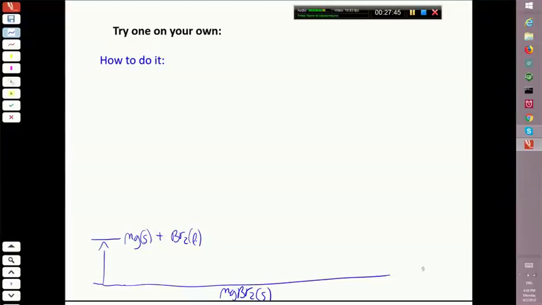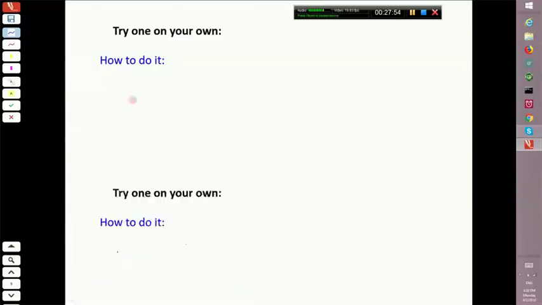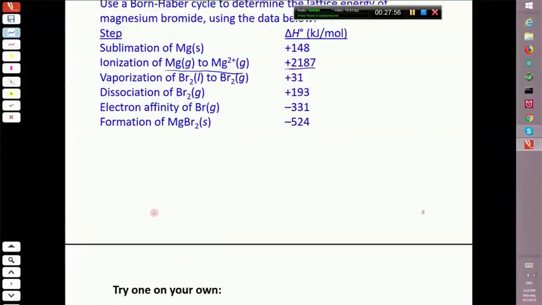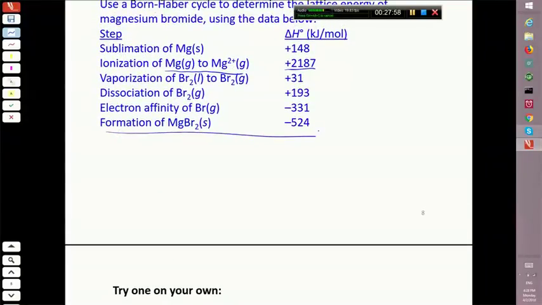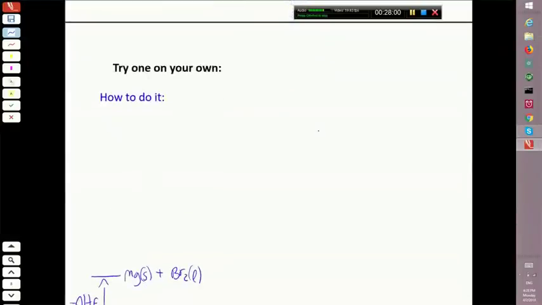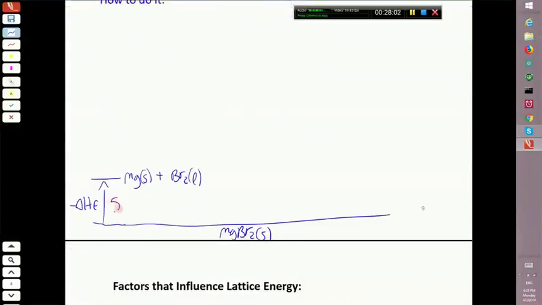So we have, this is the first step, which is going to be minus delta H of formation. So this is the negative of the formation enthalpy of this compound. And so if we go back up to the given information, the formation enthalpy is minus 524. So that means this first step is going to have an enthalpy change of positive 524 kilojoules to break it up into its elements.